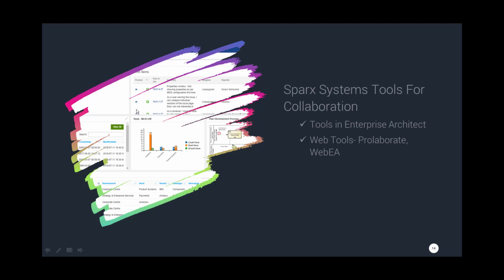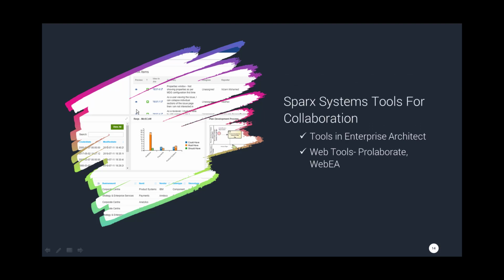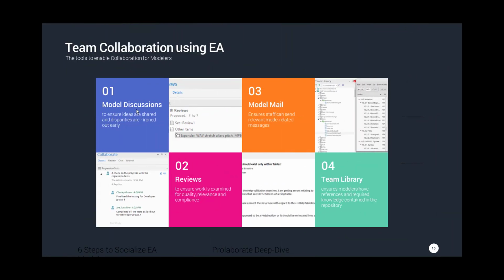So with that said, I would like to take a closer look at the Sparx Systems tools that enable collaboration both in the thick client, between the architects, and also between the architects and the rest of the world using the web tools such as Prolaborate or WebEA. Let me start by discussing the tools for collaboration in the Enterprise Architect application.